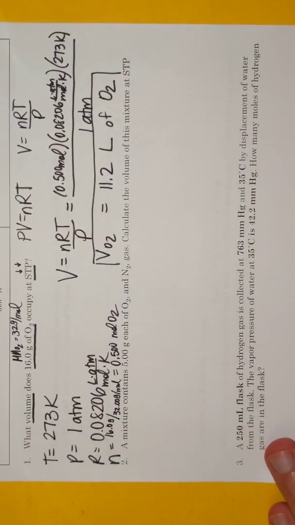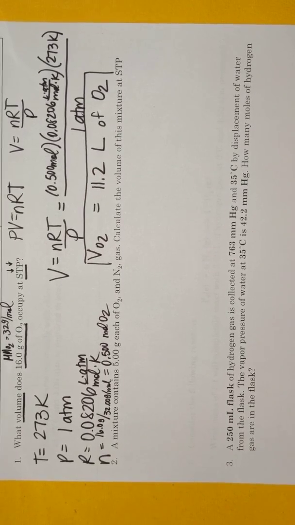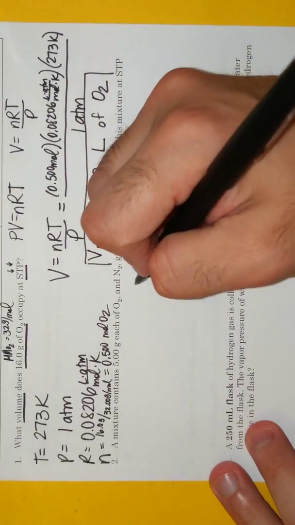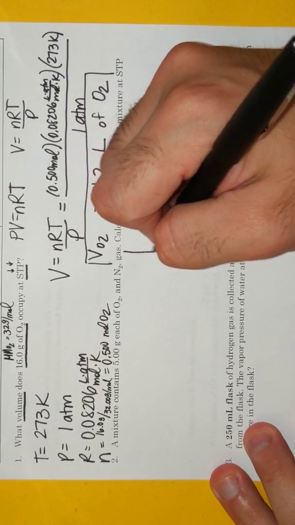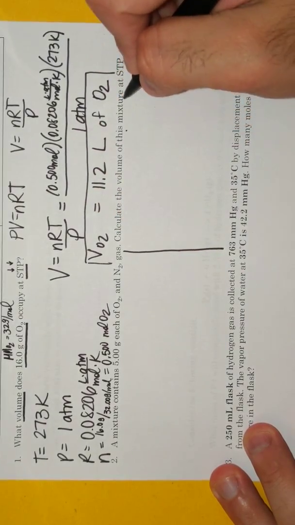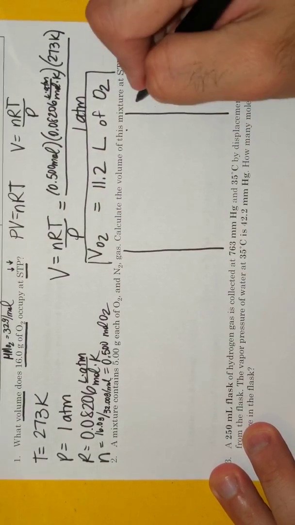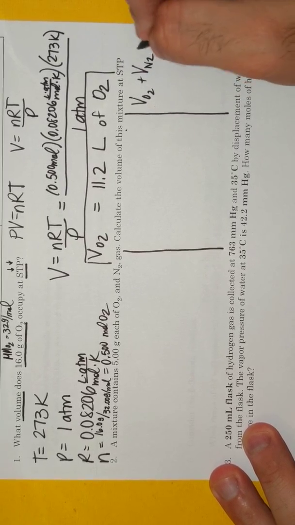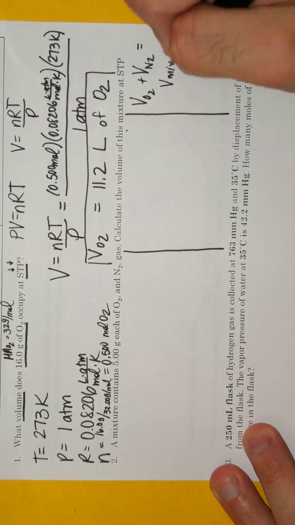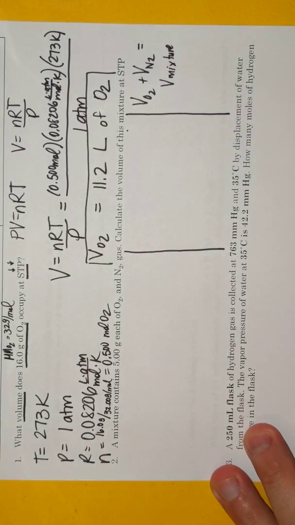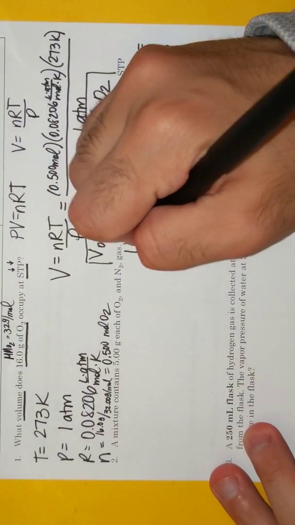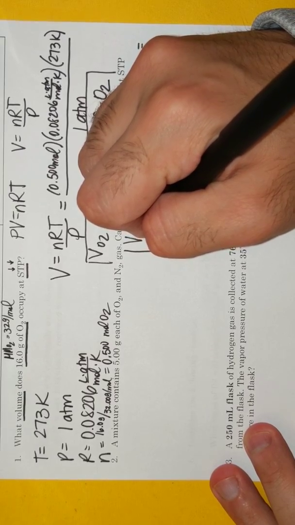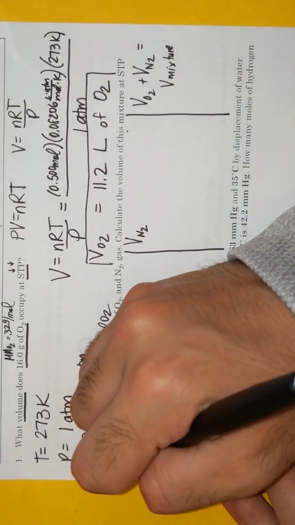Okay, I'm going to set you up for question number 2. For question number 2, you're going to have to break this up into kind of 3 parts. I'm kind of squishing it here though. But V of O2 plus V of N2 is equal to V of the mixture. So I'll keep that there. For this one, I need V of N2 and V of O2.